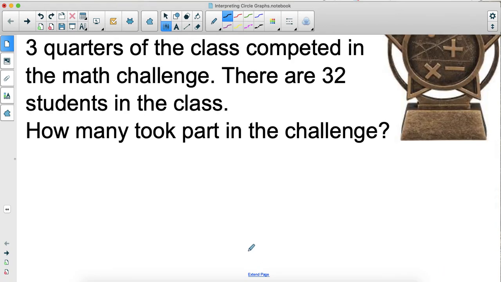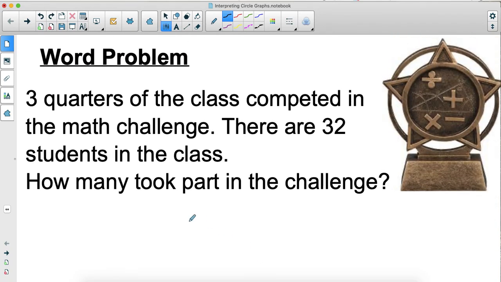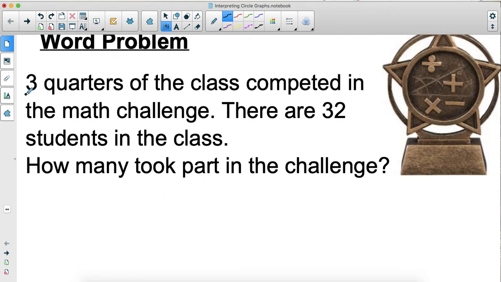Okay, so let's just look at a word problem here. It says 3/4 of the class competed in the math challenge. There are 32 students in the class total. So how many took part in the challenge? Okay, the first thing we need to pull out is we have 3/4 of the class competed. So how much is 3/4? We know that's 75%. It's 3/4, okay, 75 out of 100, or 75 cents out of $1.